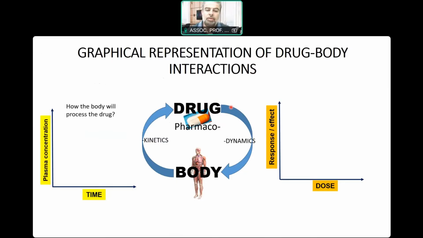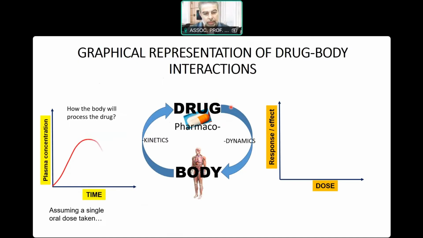Now, how will the body process the drug? If we assume a person is taking a single oral dose, the body will start processing in a curve which is like a bell-shaped or dome-shaped curve. And in this curve, we can find many different phases, two or three phases.